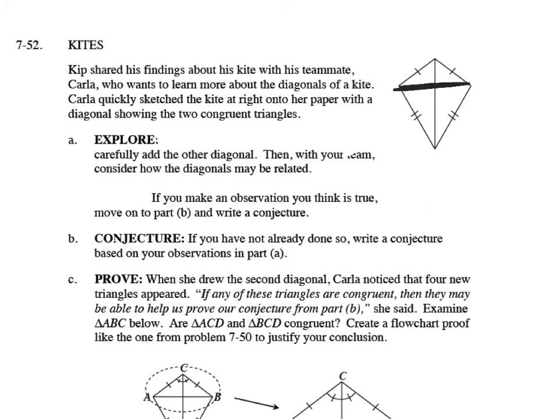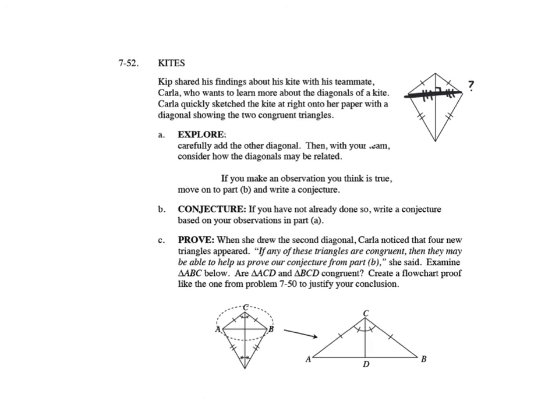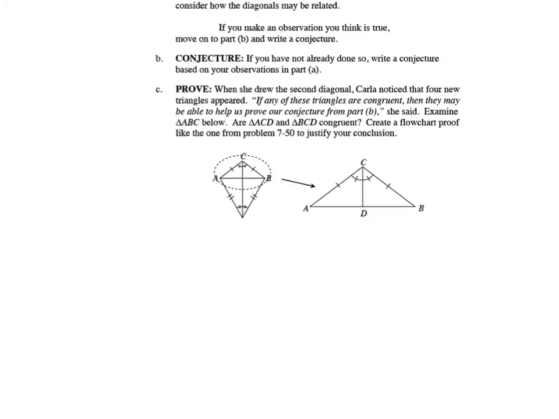Then we're going to consider how the diagonals may be related. Okay, I think it looks like they meet at a 90-degree angle here. I also think that it looks like this one maybe gets cut in half. I'm not sure though. If you've not already done so, write a conjecture. So my conjecture would be that the diagonals are perpendicular and that one of the diagonals gets cut in half.